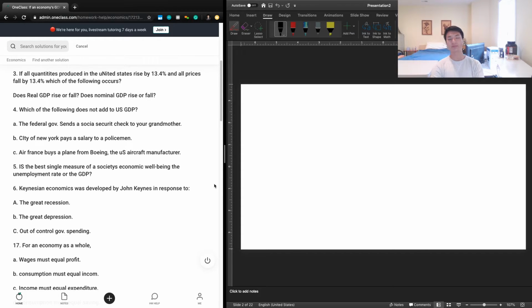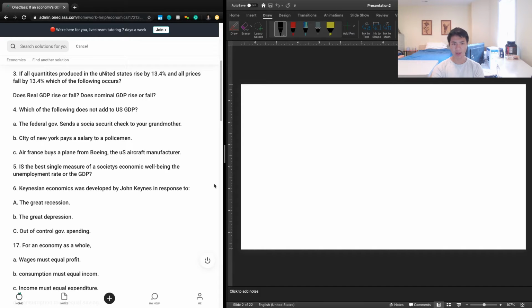So taking a look and knowing those definitions, if quantities produced rise by 13.4% and then prices fall by 13.4%, real GDP would not be affected by the price change at all because it holds prices constant. And so the only thing affecting real GDP is going to be the rise in quantity produced. And so we would see that real GDP increases despite prices decreasing.